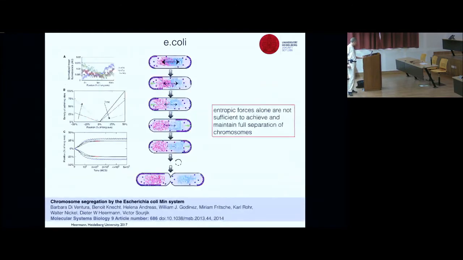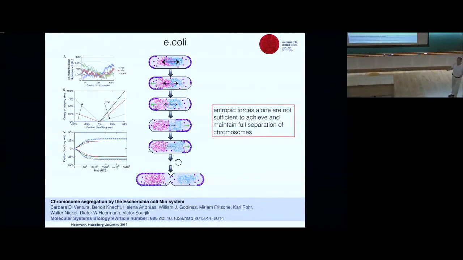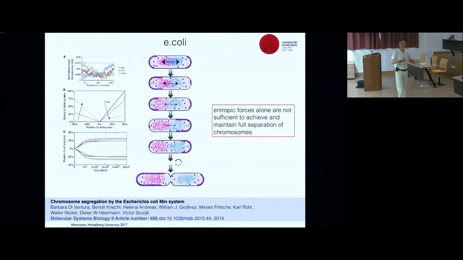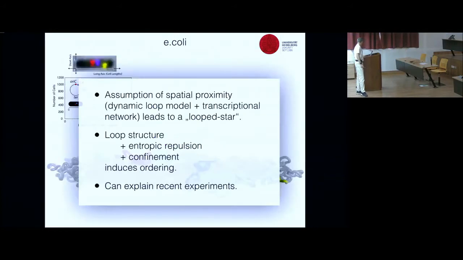Okay, so much for E. coli, and in the interest of time, I skip that they also phase separate. The question is then, okay, so you have E. coli, which of course is replicating. You have 2 chromosomes in there, and how do they actually then separate into different compartments? Well, of course, entropic repulsion. So the assumption actually works.